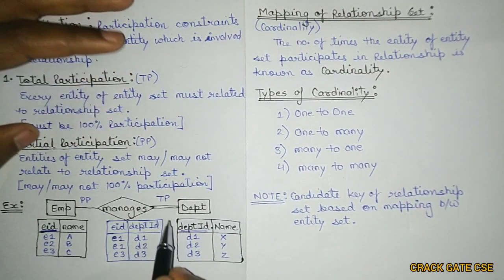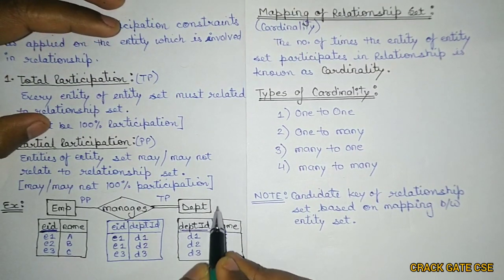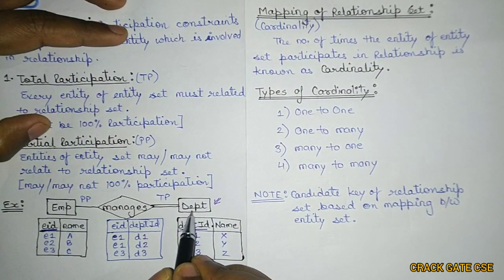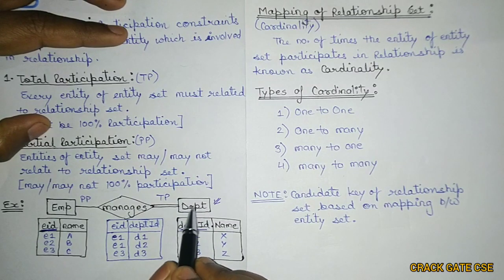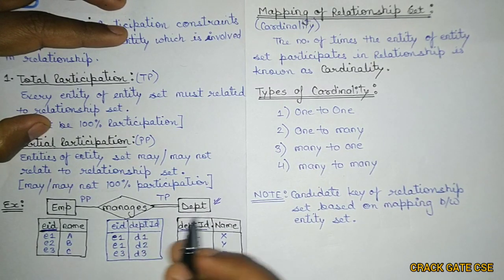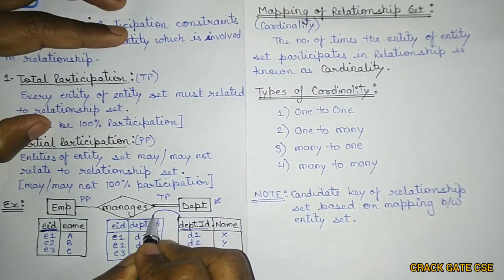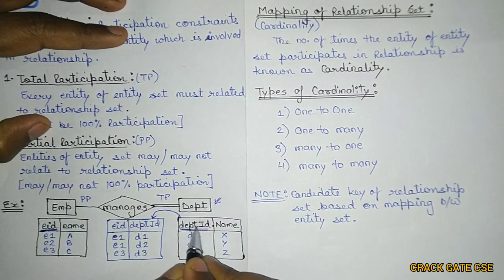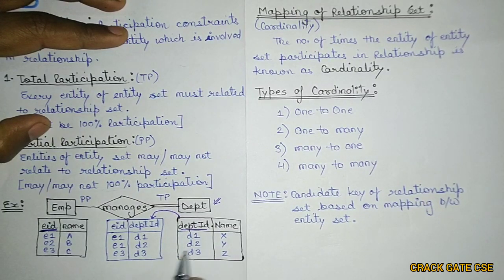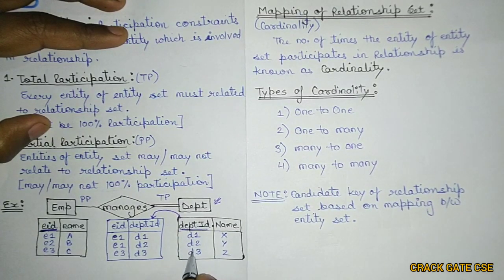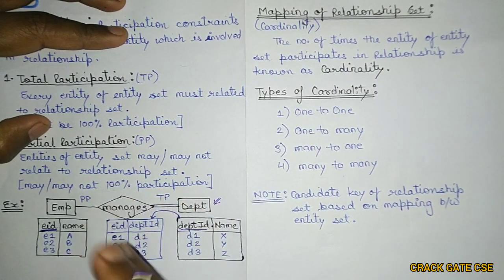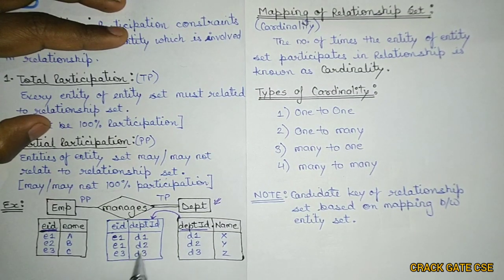So here we have total participation. That means all the records, all the department IDs, have to be in the manages table, because department ID is the key. Here you can see that D1, D2, D3, all three values for department ID are available here. That means there is 100% participation from this entity. This is why it is known as total participation, because all three values are here.